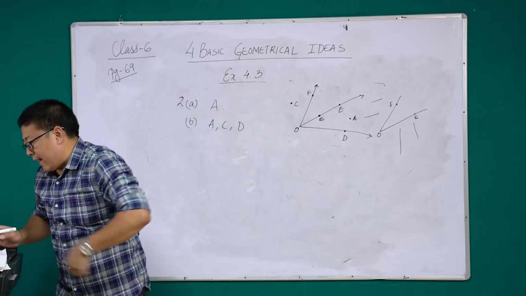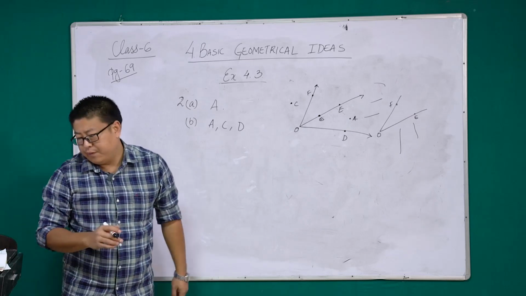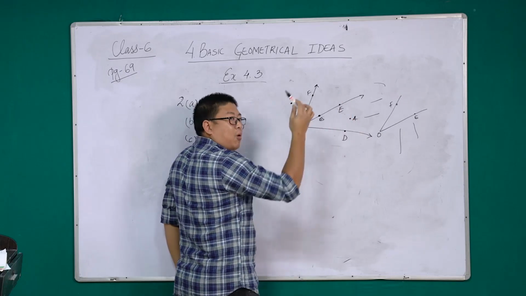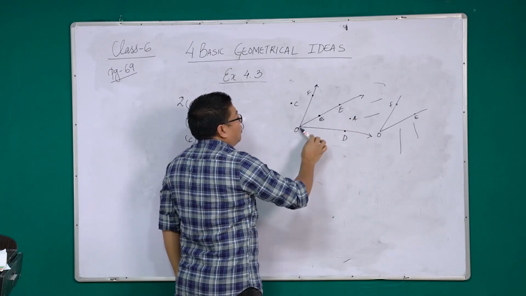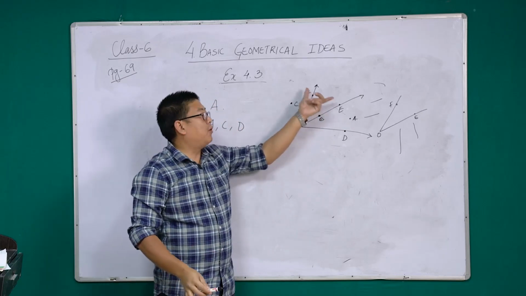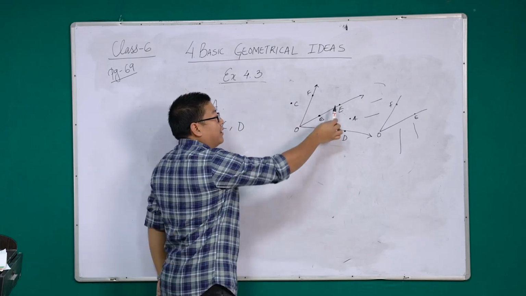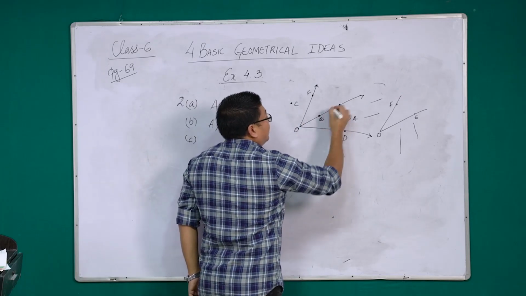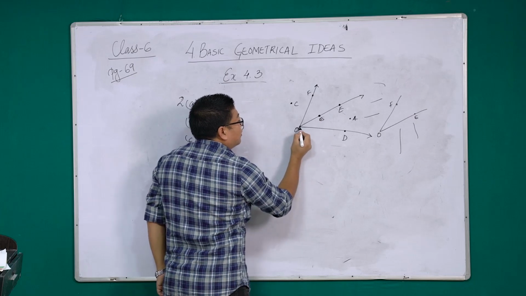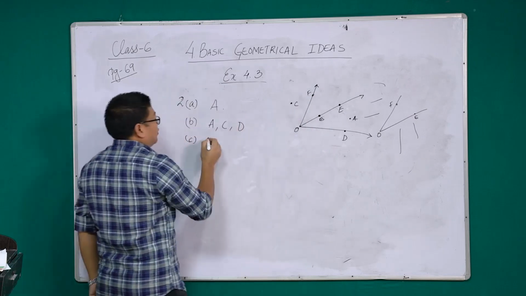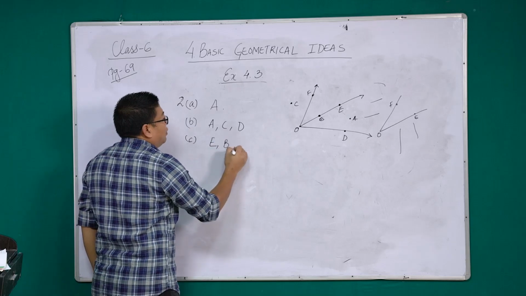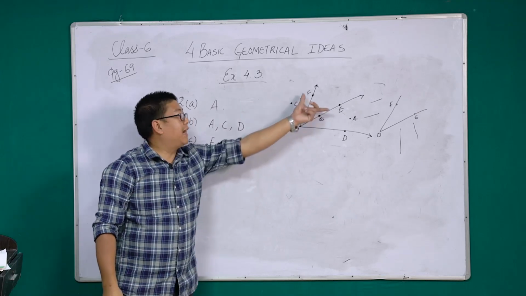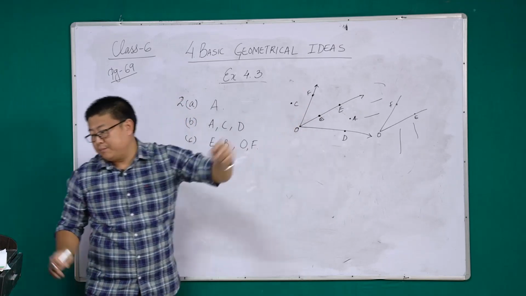And finally, points on angle EOF. We have to identify the points which are on EOF. If you look at the figure, you can easily find out the points. The first point is E, the next point is B, the next point is O, and F. So there is your answer: E, B, O, F. These are the points lying on angle EOF.